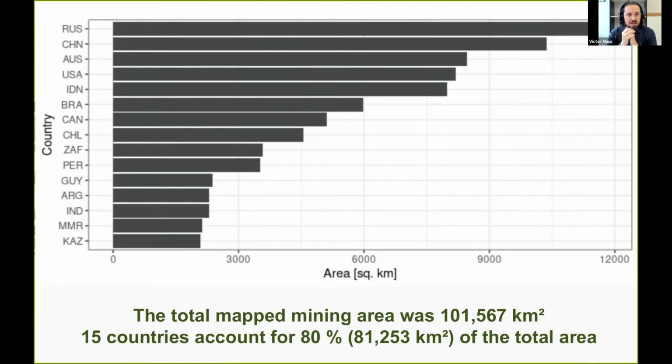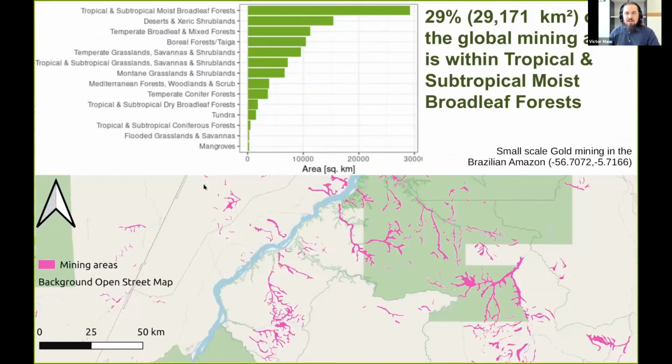So it's a quite uneven distribution in terms of countries. As we can see, the most prominent ones here are Russia, China, Australia, United States, and Indonesia, with Brazil coming after, and so on. But when we look into some environmental aspects of this data set, we also see some uneven distribution of impacts here. When we cross this data set with biomes, we see that around 30% of the mining area, global mining area, is actually within tropical and subtropical moist boreal forests, which have a high biodiversity value.